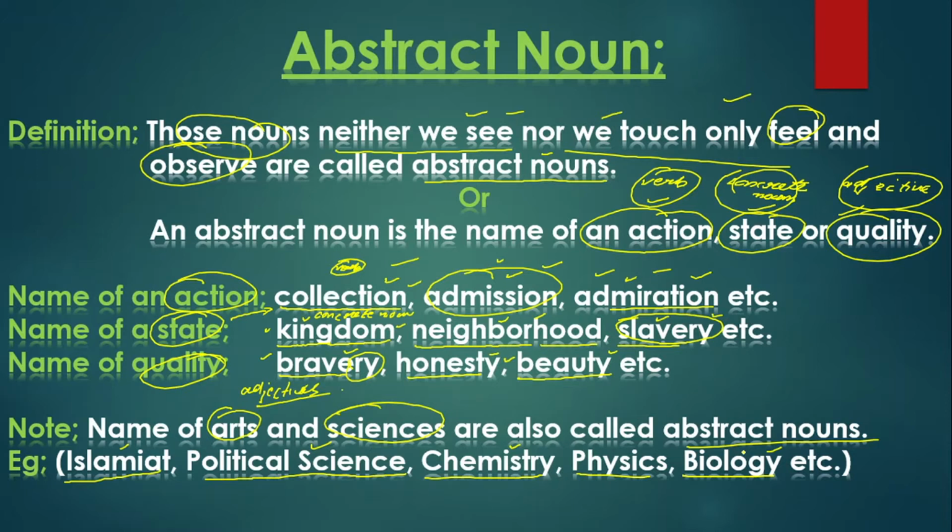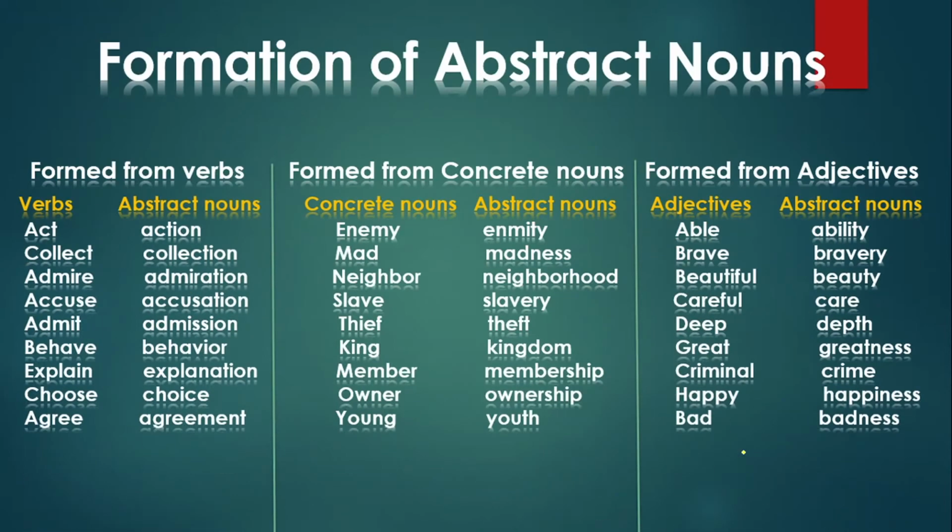And after that, we talked about the examples. And note, now some of the formation we will be discussing in the next topic. Clear? Formation of abstract nouns. This is the last topic which we are going to discuss for today's lecture. How will you form abstract nouns? Abstract nouns can be formed with the help of verbs, with the help of concrete nouns, and with the help of adjectives.